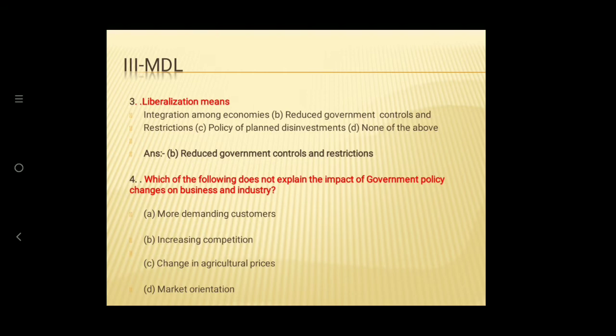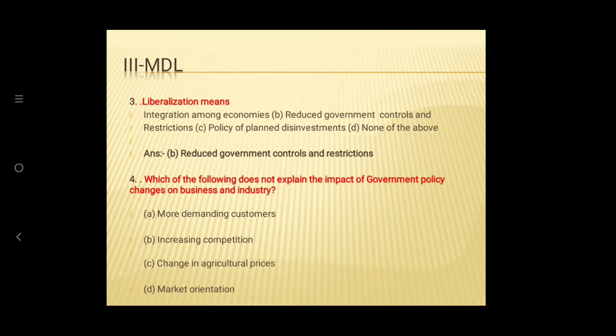Then policy of planned disinvestments, this is related to privatization. And for globalization, integration among economies; for privatization, policy of planned disinvestments; for liberalization, reduced government controls and restrictions. These statements, options A, B, and C, are very useful to people to write answers to the 1 mark questions for liberalization, privatization, and globalization.